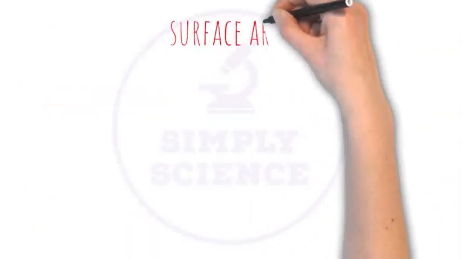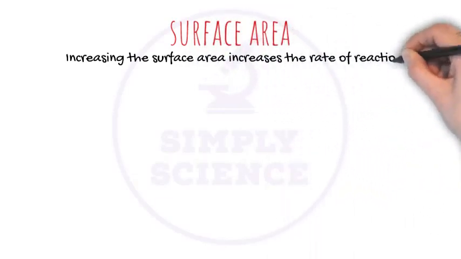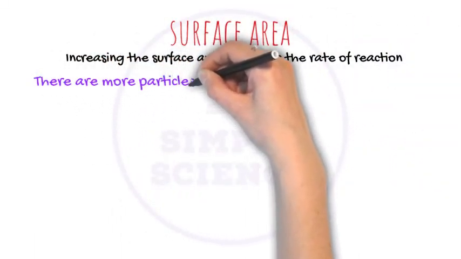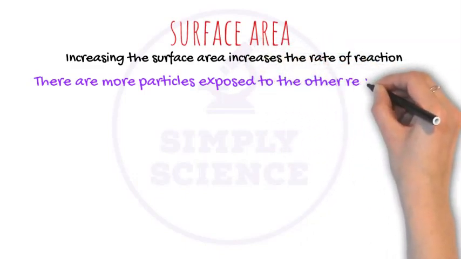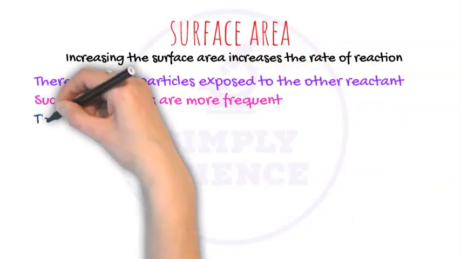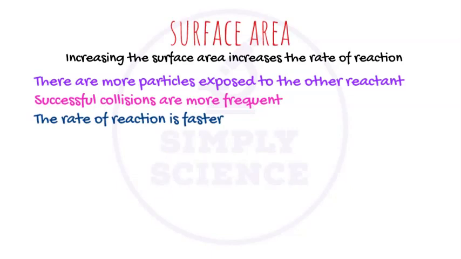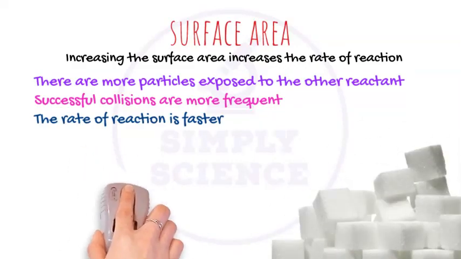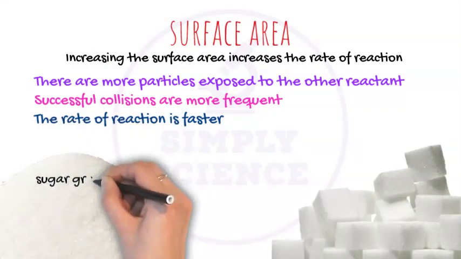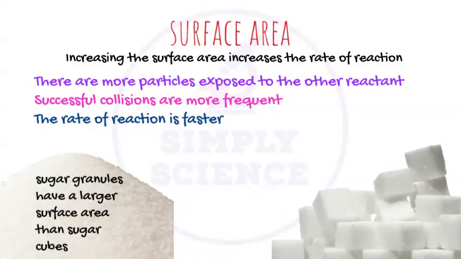When the surface area of a solid reactant is increased, the rate of reaction will increase. Surface area is increased by breaking the solid into smaller pieces. This exposes the solid particles to the other reactant, resulting in more successful collisions in a given time. The rate of reaction will be faster. Sugar is a good example of surface area. Sugar granules have a much larger surface area than the same mass of sugar cubes.